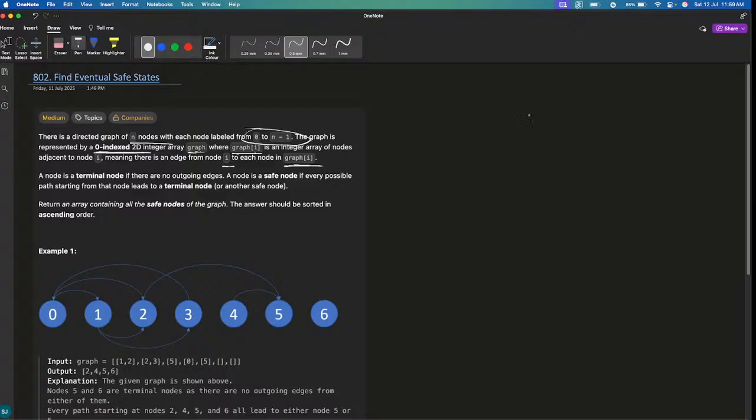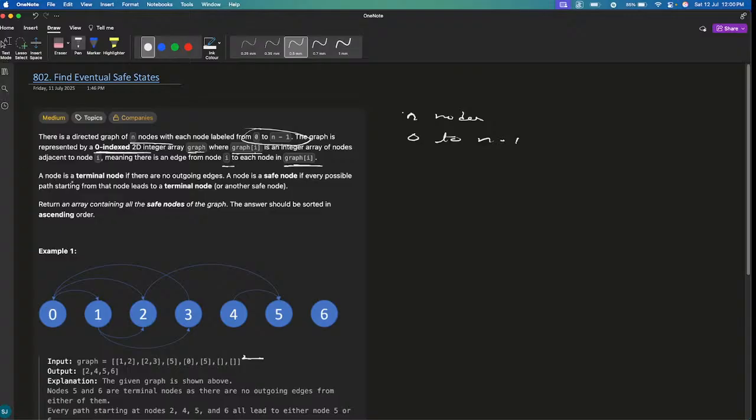But let's continue. Before that, we'll write some facts. So there are n nodes in the graph, which has been specified. Each of them is labeled from 0 to n minus 1. Okay, so there's a graph array, which is this. So this is the adjacency list per se, like 0 is 1 2 and so on and so forth.